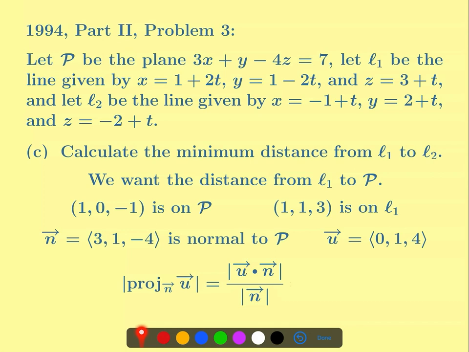So the dot product, 0 times 3, 1 times 1, and 4 times negative 4. That's going to be negative 15. So in absolute value, this will give me 15. For the length of n, we have 9, 1, and 16 that we're adding together to get 26. And we want the square root of that. So we end up with 15 over the square root of 26. And that's the length of this projection. And that's the same thing then as the distance from this point 1, 1, 3 to this plane, which, as we said, is also the minimum distance from L1 to L2. So for C, this will be our answer.